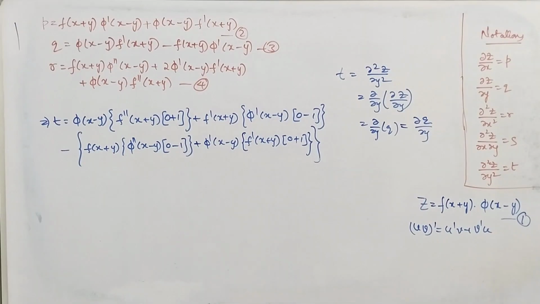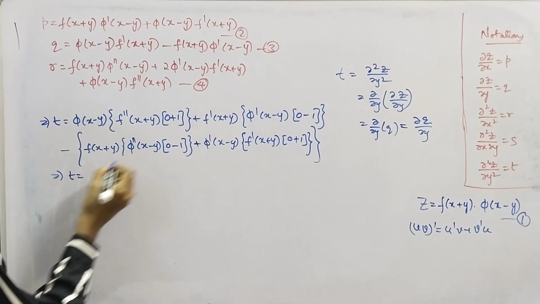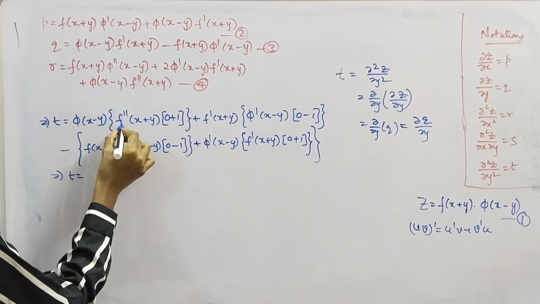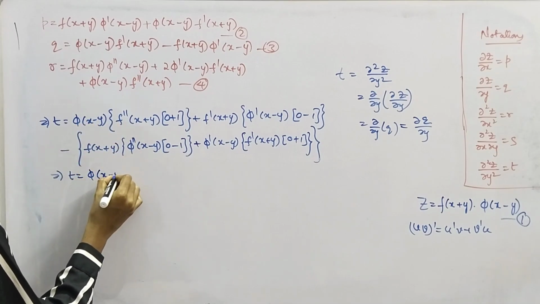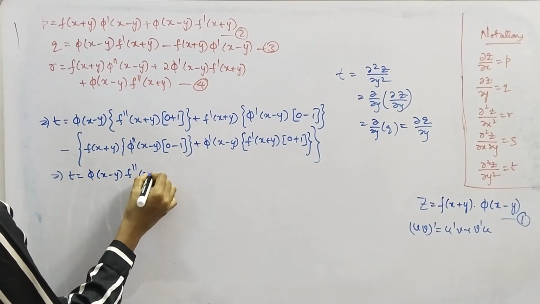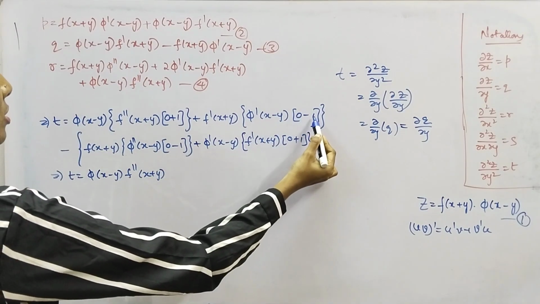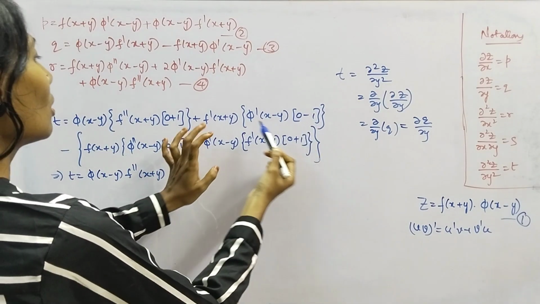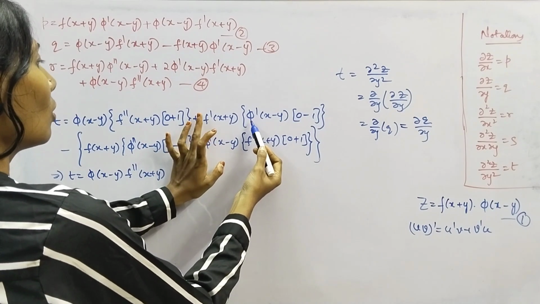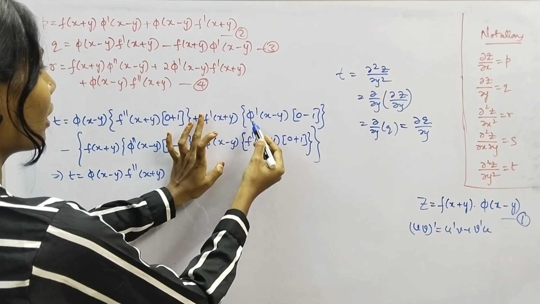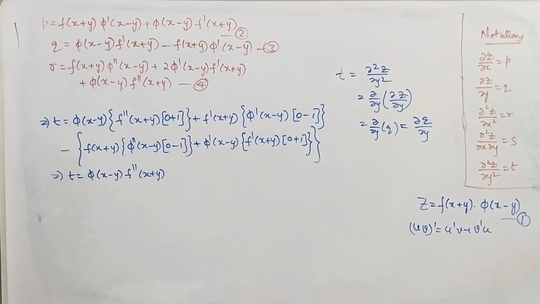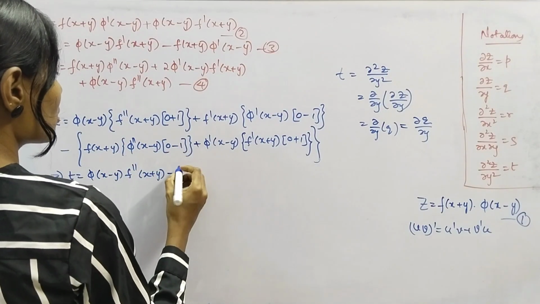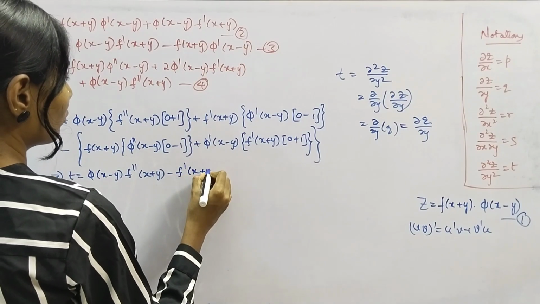Okay. Right, now this gives us t equal to 0 plus 1, 1, 1 into phi f double dash, right? Phi f double dash. 0 minus 1, minus 1, right? Minus phi dash, you'll get minus 1 into phi dash is minus phi dash into f dash, which is minus f dash phi dash, plus into minus, minus, you'll get minus f dash phi dash.